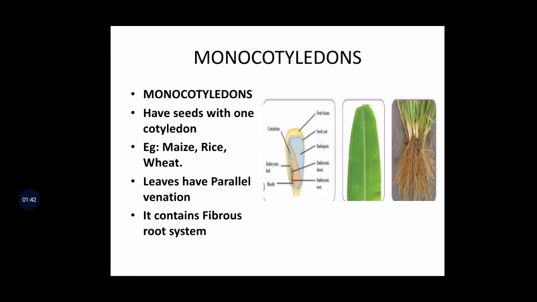What is monocotyledons? Mono means one. Coty means seeds. So if the seed has only one cotyledon, it is called monocotyledons plants. Mostly the plants which have developed from this seed will have parallel venation, what you have seen in banana leaves and all, and it also contains fibrous root system. So the examples for this kind of plant are maize, rice and wheat.